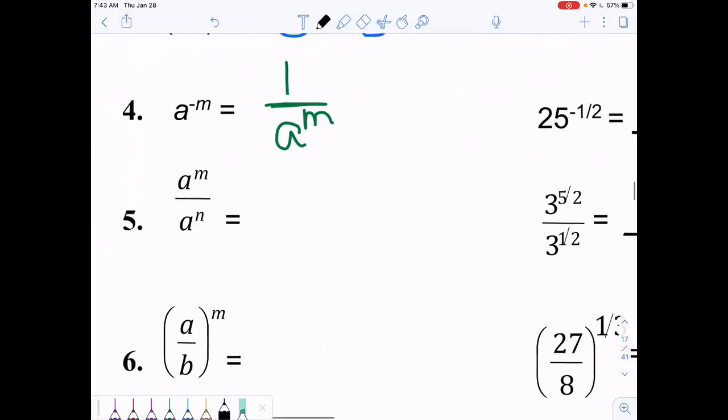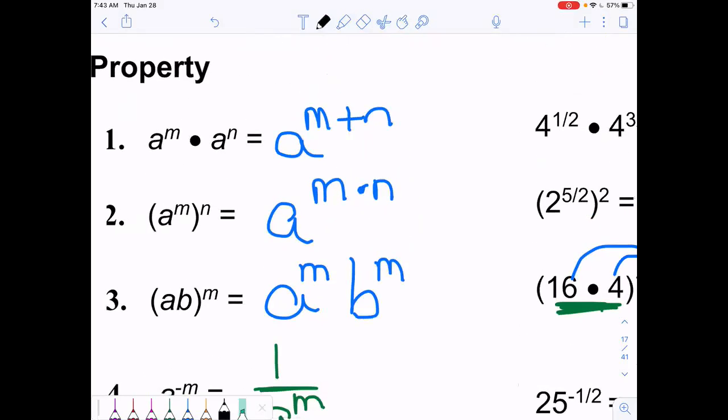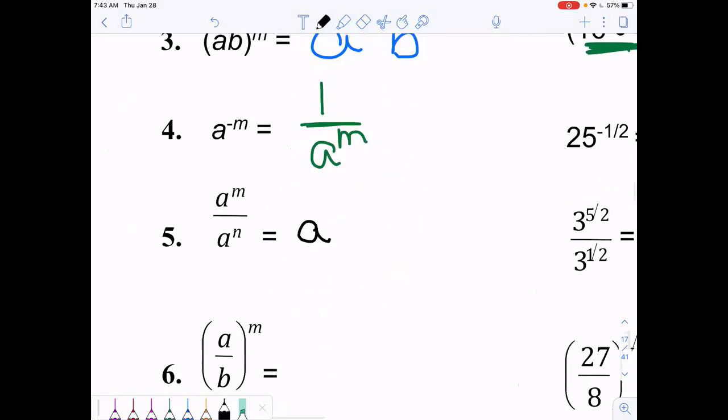Alyssa, what do we do with fractions you're dividing here? Do you remember what that property is with the exponents? No, I don't. Well, let's look. If you were multiplying, we added the exponents. What's the opposite of adding? Subtracting. The opposite of multiplying is dividing. So if we're dividing, we subtract the exponents. So dividing, you subtract the exponents. Multiplying, you add the exponents.